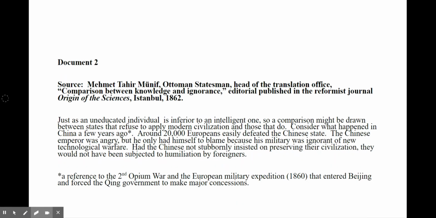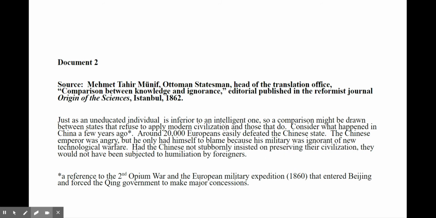So then we get into document two. And again, I picked document two. I think it goes along with this because look what he's doing. He's saying basically that between states that refuse to apply modern civilization, you're going to be inferior. Consider what happened to the Chinese a few years ago, talking about the Opium Wars and how they got beat by just 20,000 Europeans. This entire Chinese state comes down.